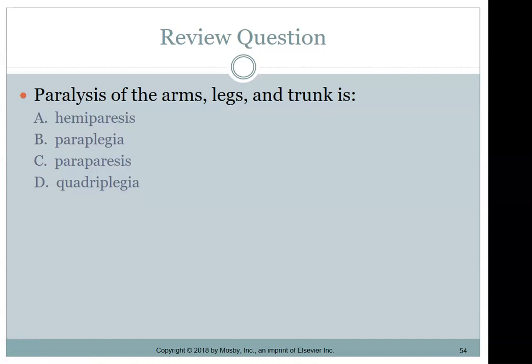Review question. Paralysis of the arms, legs, and trunk is A, hemiparesis, B, paraplegia, C, paraparesis, or D, quadriplegia? And your answer would be D, quadriplegia.